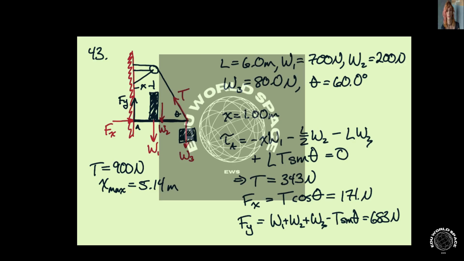Once we know that force, we can use force balances. In the horizontal direction, we know that Fx has to offset the x component of T. So Fx is 171 newtons. And Fy has to offset all these weights, and these weights also offset the vertical component of T. That's why we have a minus sign here. So the force here is the total weight minus T sine theta, and if we plug in our numbers, we get that it is 683 newtons.